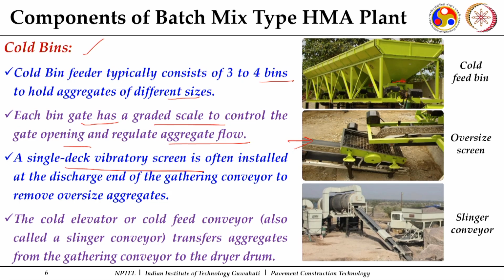Once this is done, you have the slinger conveyor, which takes the screened aggregates to the drying drum. So the cold elevator or cold feeder conveyor, also called the slinger conveyor, transfers aggregates from the gathering conveyor to the dryer drum.